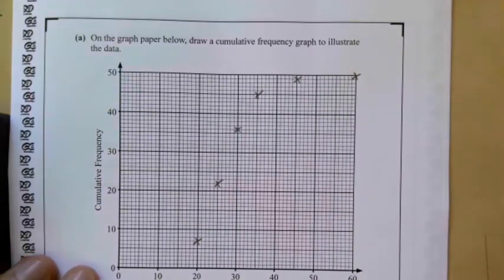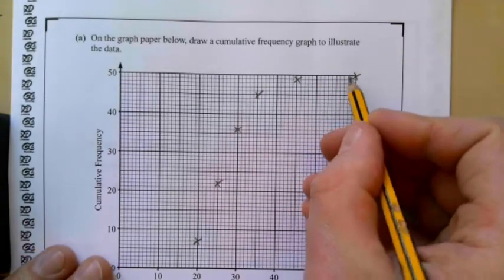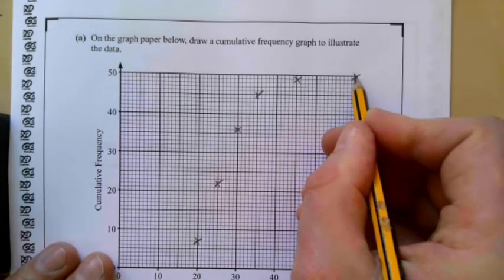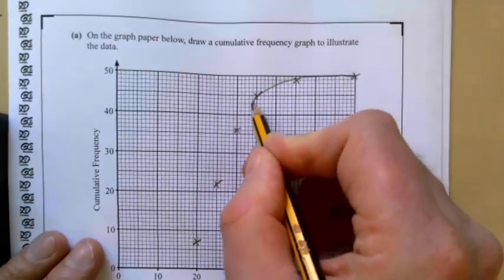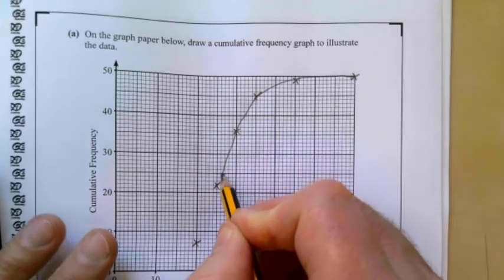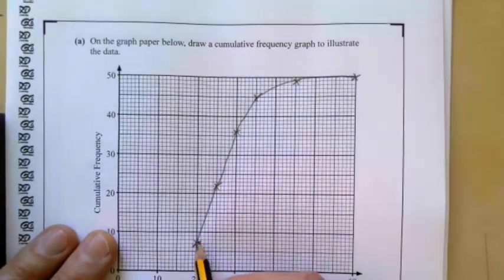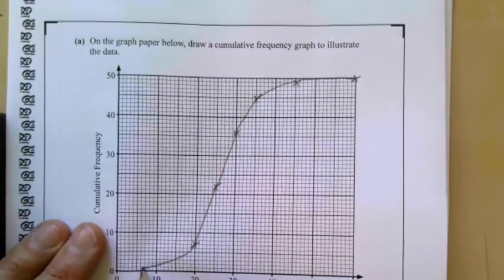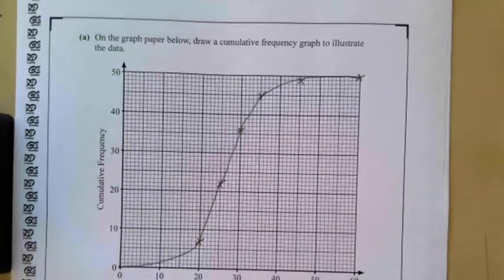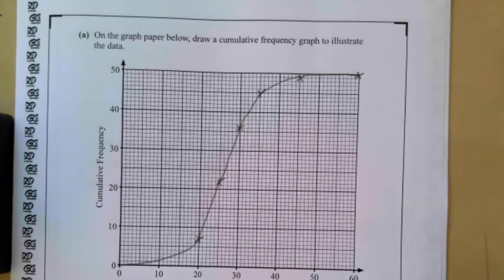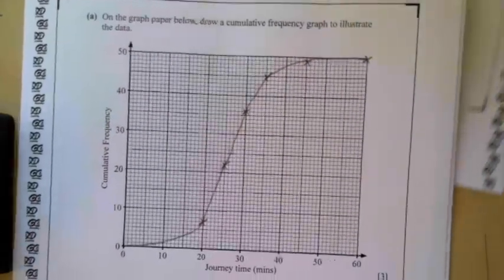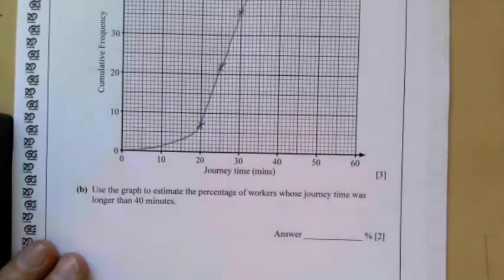At this stage we want to do as best a curve as we can. This is easier said than done sometimes, but you do not join them together with your ruler. It's not a straight line here, and just join them up and try and make the neatest curve that you can. If I join then something like that, so that then should be my cumulative frequency curve.